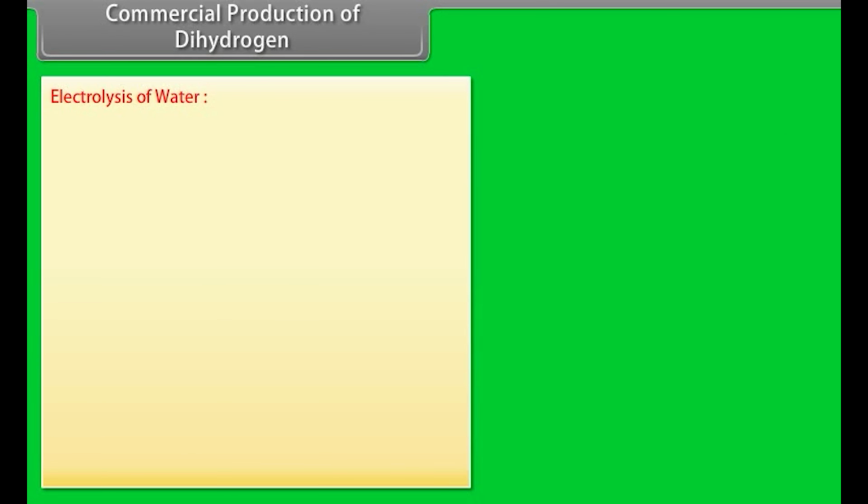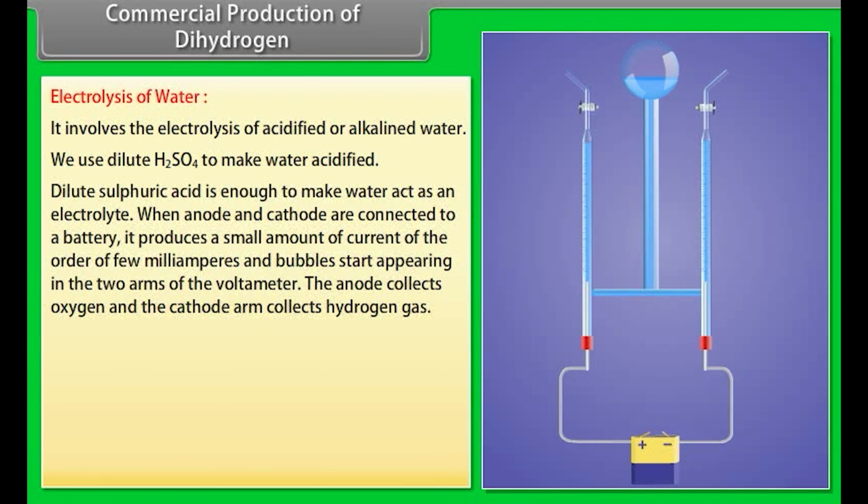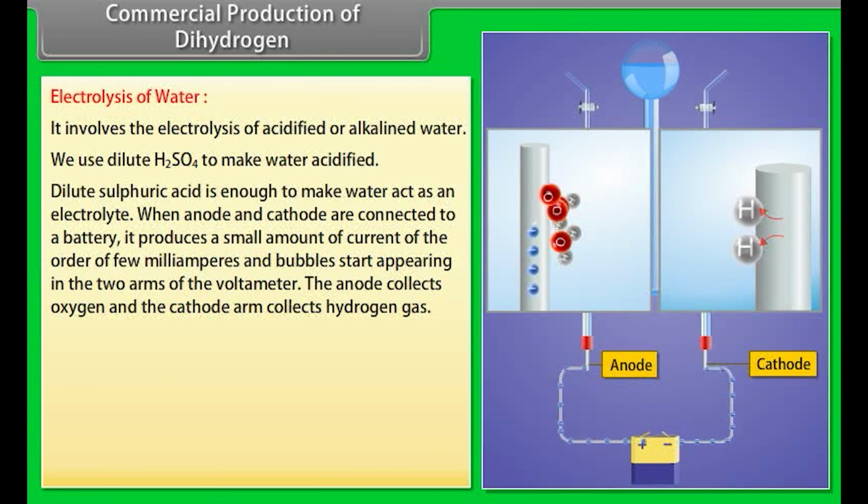Commercial production of dihydrogen. Electrolysis of water. It involves the electrolysis of acidified or alkaline water. We use dilute H₂SO4 to make water acidified. Dilute sulfuric acid is enough to make water act as an electrolyte. When anode and cathode are connected to a battery, it produces a small amount of current of the order of a few milliamperes and bubbles start appearing in the two arms of the voltameter. The anode collects oxygen and the cathode arm collects hydrogen gas.